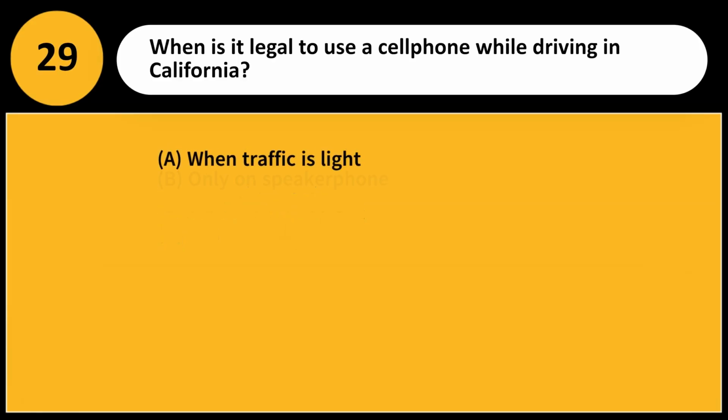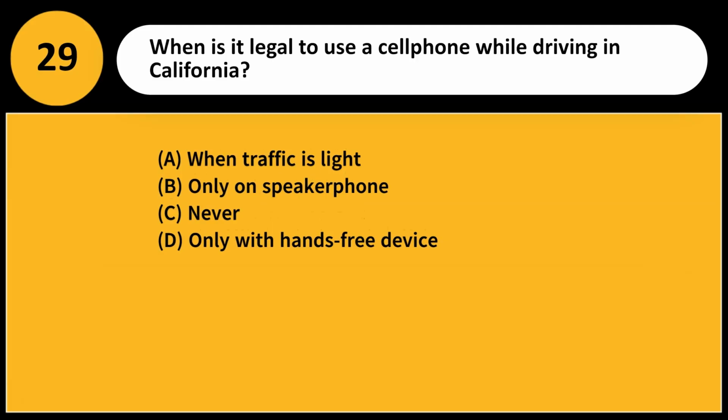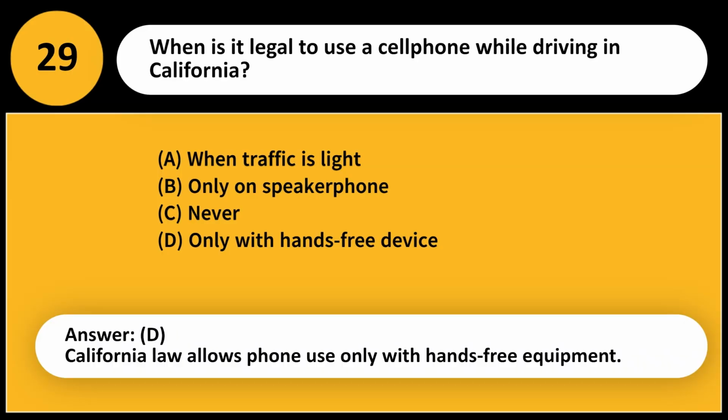When is it legal to use a cell phone while driving in California? A. When traffic is light. B. Only on speakerphone. C. Never. D. Only with hands-free device. Answer, D. California law allows phone use only with hands-free equipment.